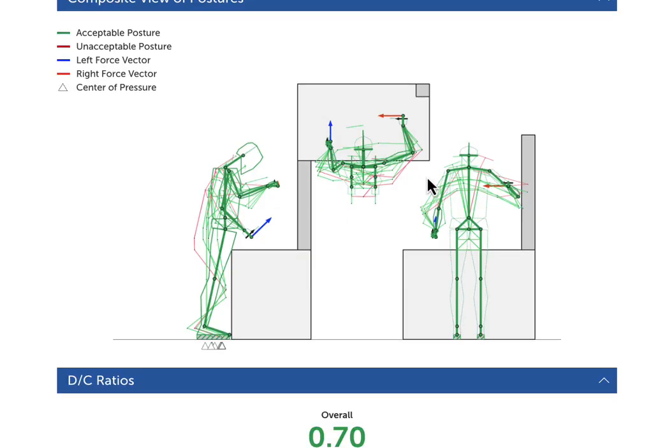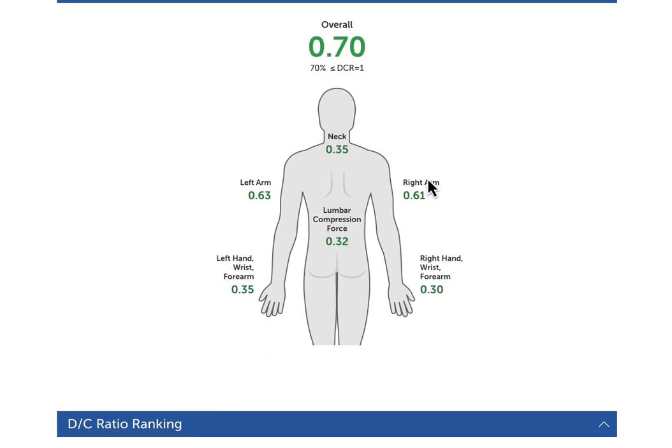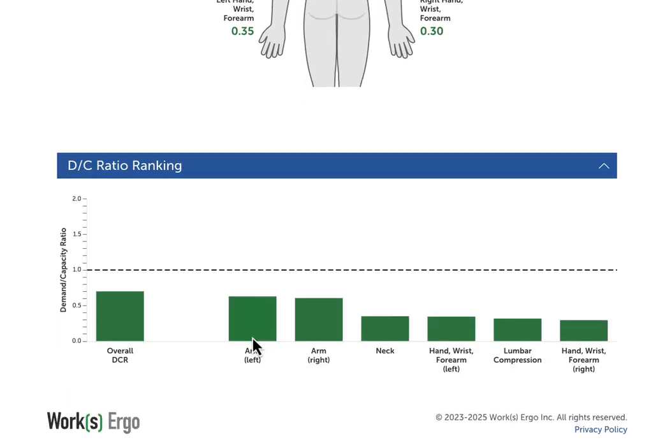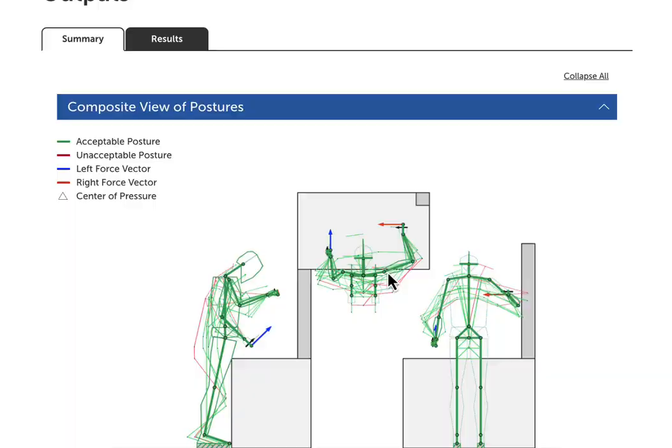But as soon as the run is done, you can see the body map. In this particular case, it appears that the left arm is maybe the limiting factor. And then there's a ranking here, which assures us that the left arm is the one that has the highest. So you see the overall and then a ranking from highest to lowest, so you don't have to go hunt through this. So we've got all of our results.